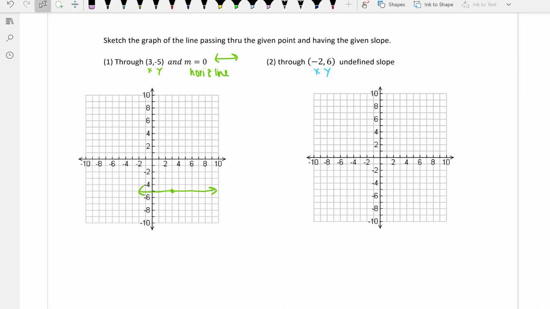So when I graph that point, the x value is -2 and my y value is a +6. And it says that my slope is undefined. Since the slope is undefined, I know that it's going to be vertical. And because it's vertical, that means my slope is undefined, so it goes straight up and down. So there is my line that goes through (-2, 6), and it's undefined.